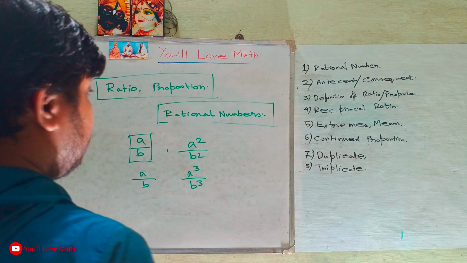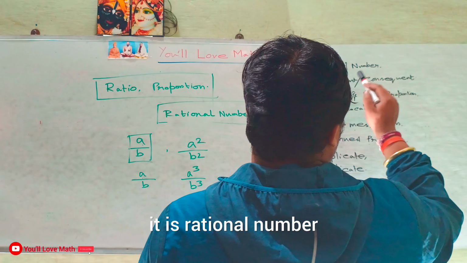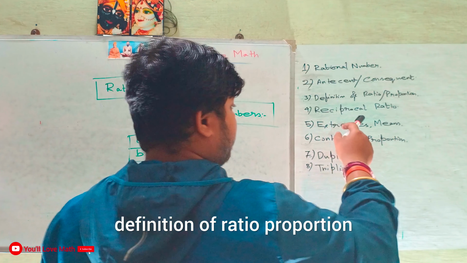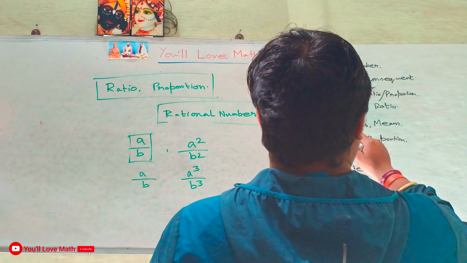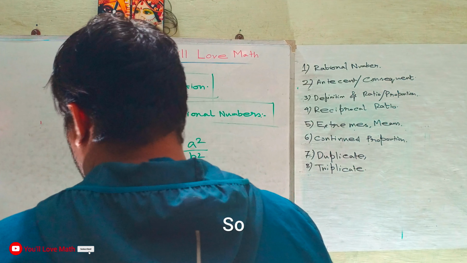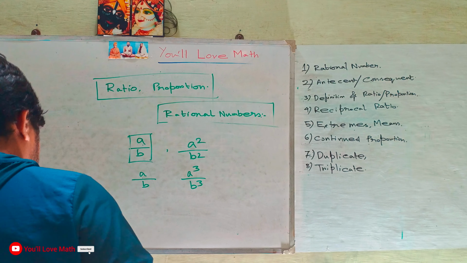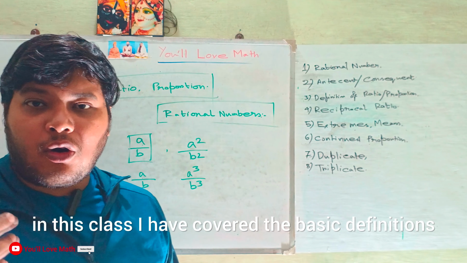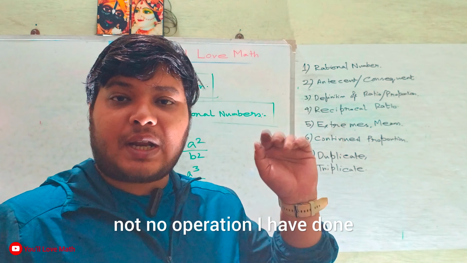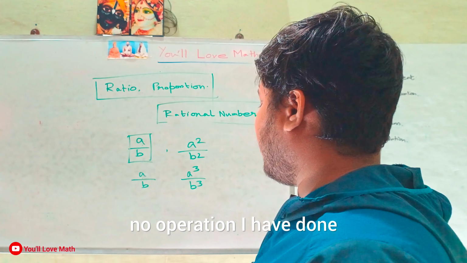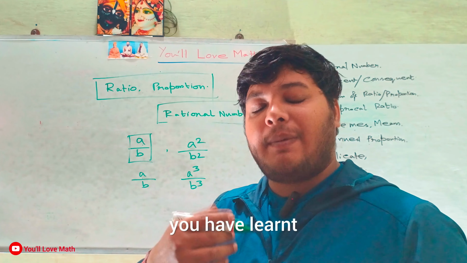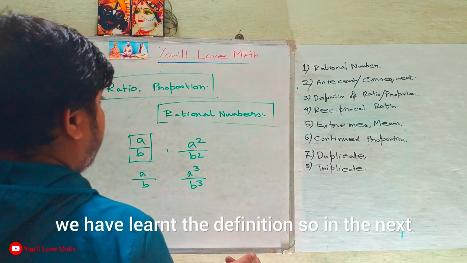So now you have learned rational number, antecedent, consequent, definition of ratio, proportion, reciprocal ratio, extremes, means, continued proportion, duplicate and triplicate. So in this class, I have covered the basic definitions of ratio and proportion. No operation I have done. It is called ratio and proportion definition. We have learned the definition.